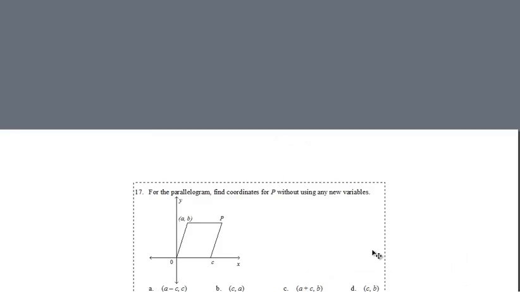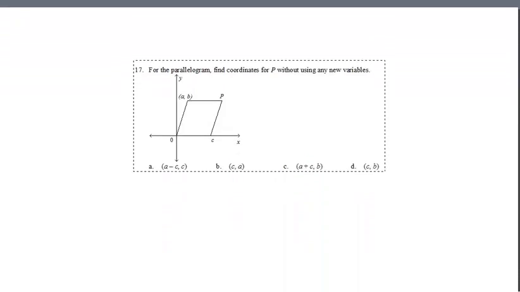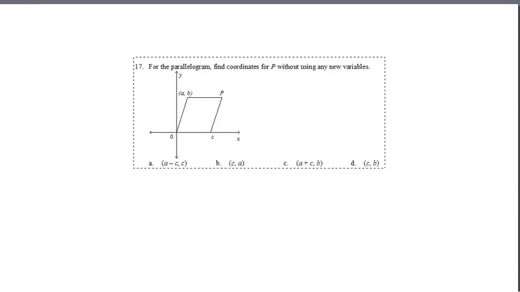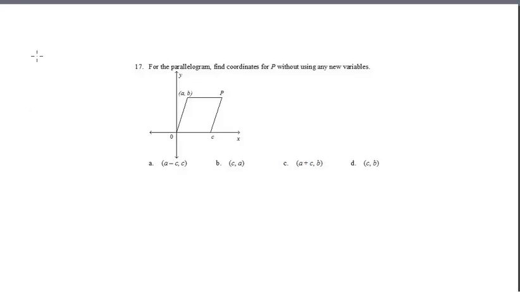Okay, slide that back up. All right, this is one that kind of models one of your questions. So this says, for the parallelogram, find the coordinates for P without using any new variables. So we've got variables of A, B, P, 0, C, but we're trying to find out what this point here is.